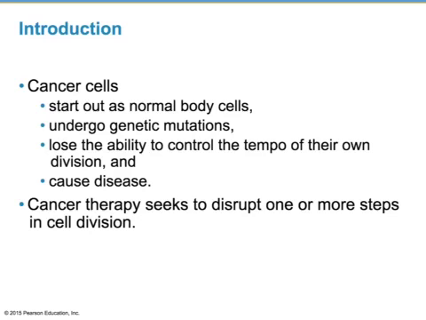diseases. And so cancer therapies are going to seek to disrupt one or more of the steps in cell division, and so understanding how cell division occurs becomes very important. If you know how it should happen normally, then you can come up with therapies to figure out how to stop cancer in its tracks.